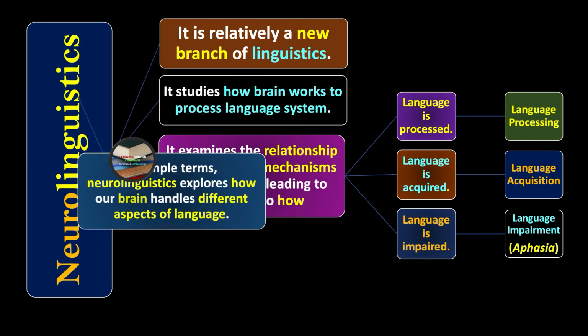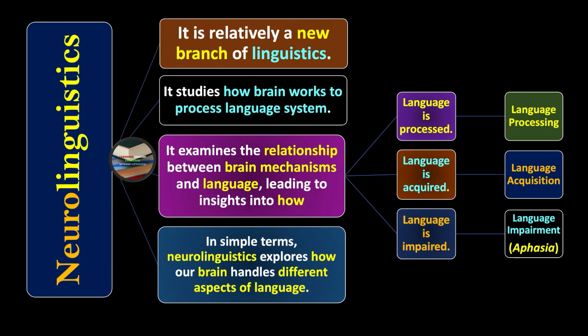Now we continue our discussion. In simple terms, neurolinguistics explores how our brain handles different aspects of language. And what are the different aspects of language? We have listening, speaking, reading, and writing.